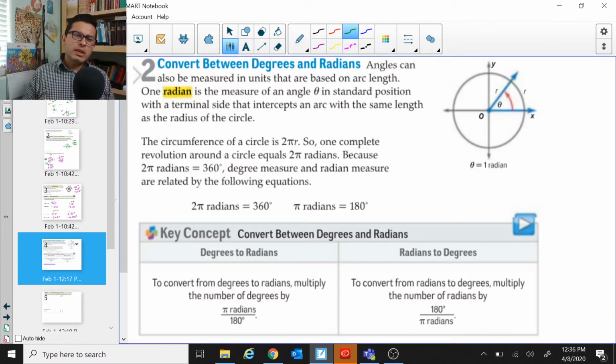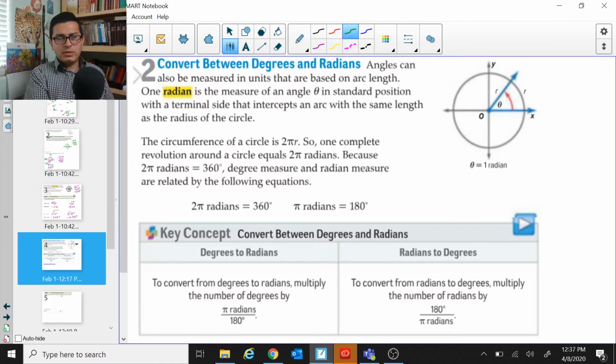Now, the first thing that you might want to know is how to convert from a radian to a degree and a degree to a radian. Again, I implore you to check out this video if you still haven't done it, because they talk about that. You are amazing students. So here we have radians to degrees and degrees to radians.